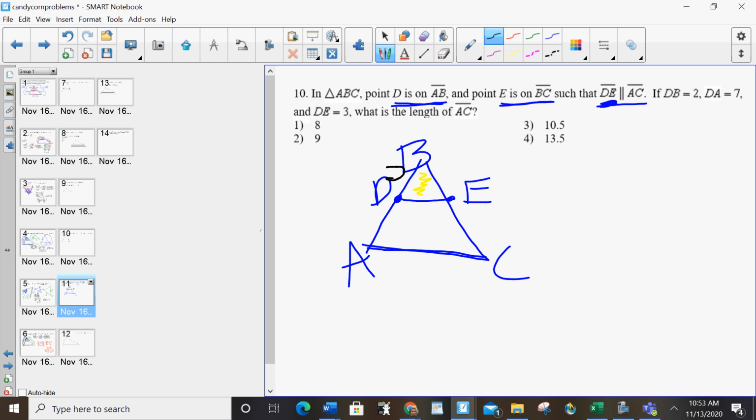Okay, DB is 2, DA is 7, DE is 3. It's asking for AC. Candy corn, bases separate. Are the bases involved? Yes. So, separate your triangles, fill the information into your new triangles, and then create a proportion and solve. So I'd like you to do that on your own right now. I'm just going to ask you to pause this video, do the problem, and then unpause it.